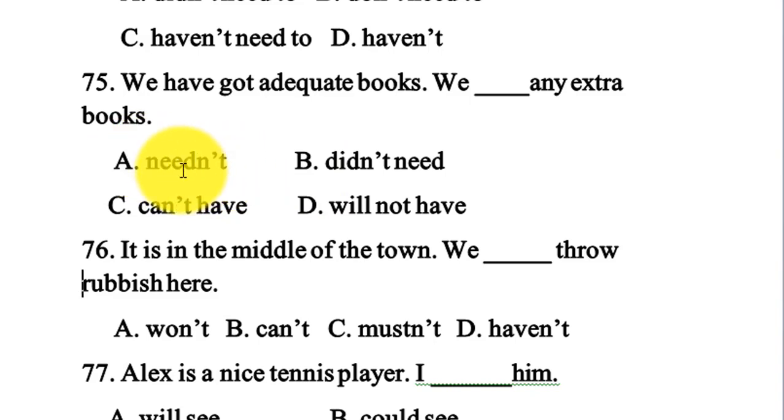Needn't any extra. Yeah, needn't. Can't have, no. Will not have, no. Didn't, no. Simple past, no. Just something was not necessary in the past. Talking about necessity in the past: didn't need to.